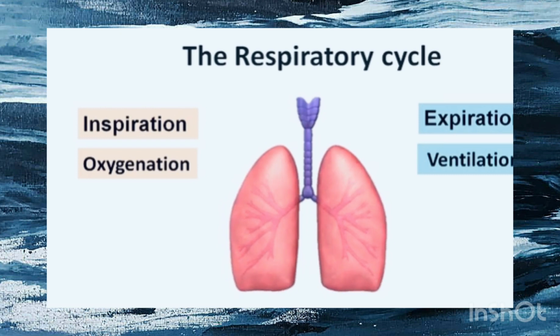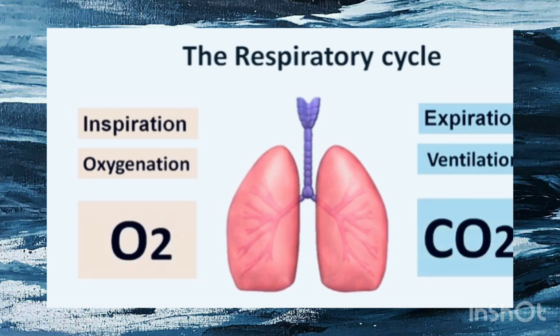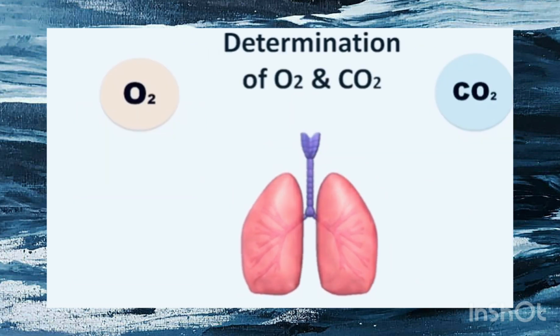Oxygenation refers to the amount of oxygen available and utilized, whereas ventilation refers to the amount of carbon dioxide produced during the metabolic cycle of the cells and exhaled from the body. Both oxygenation and ventilation are needed in proper proportion to sustain a quality life. Now, here comes determination of oxygenation and ventilation status.